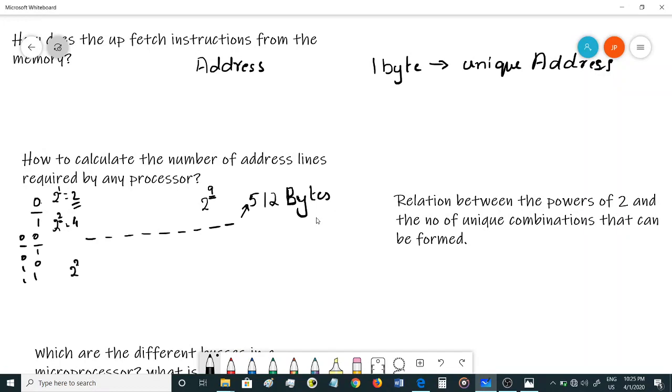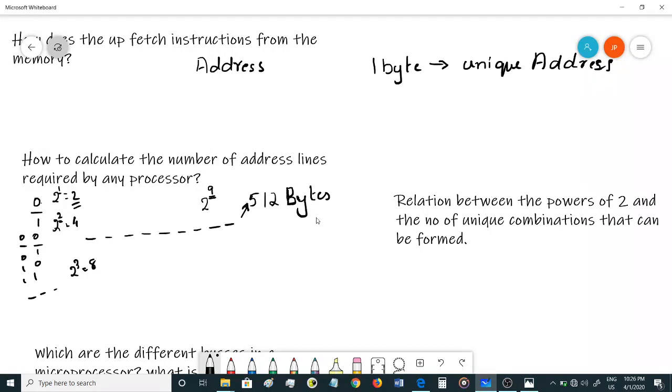2 to the power 3 is 8, which means if you have 3 bits, you can have 8 different combinations starting from 3 zeros to 3 ones. There are 8 different combinations. Similarly, if you have 9 bits, you have 2 to the power 9 different combinations. You can specify unique memory locations for 512 bytes.